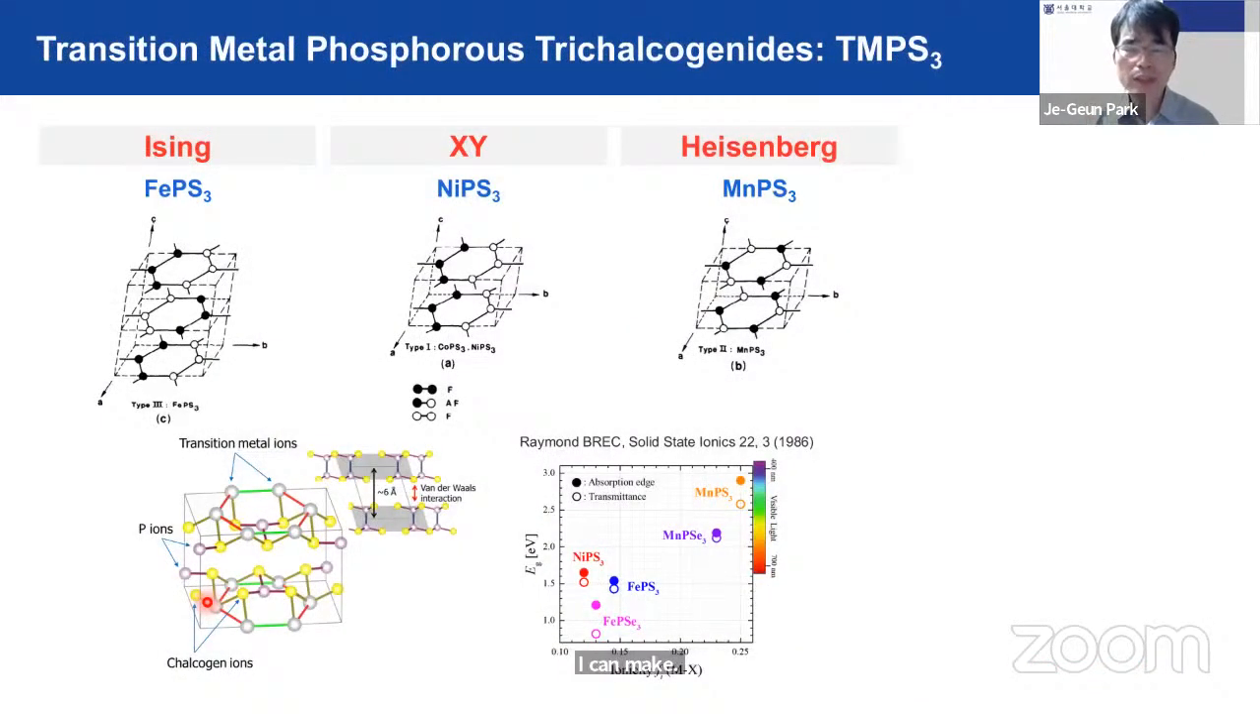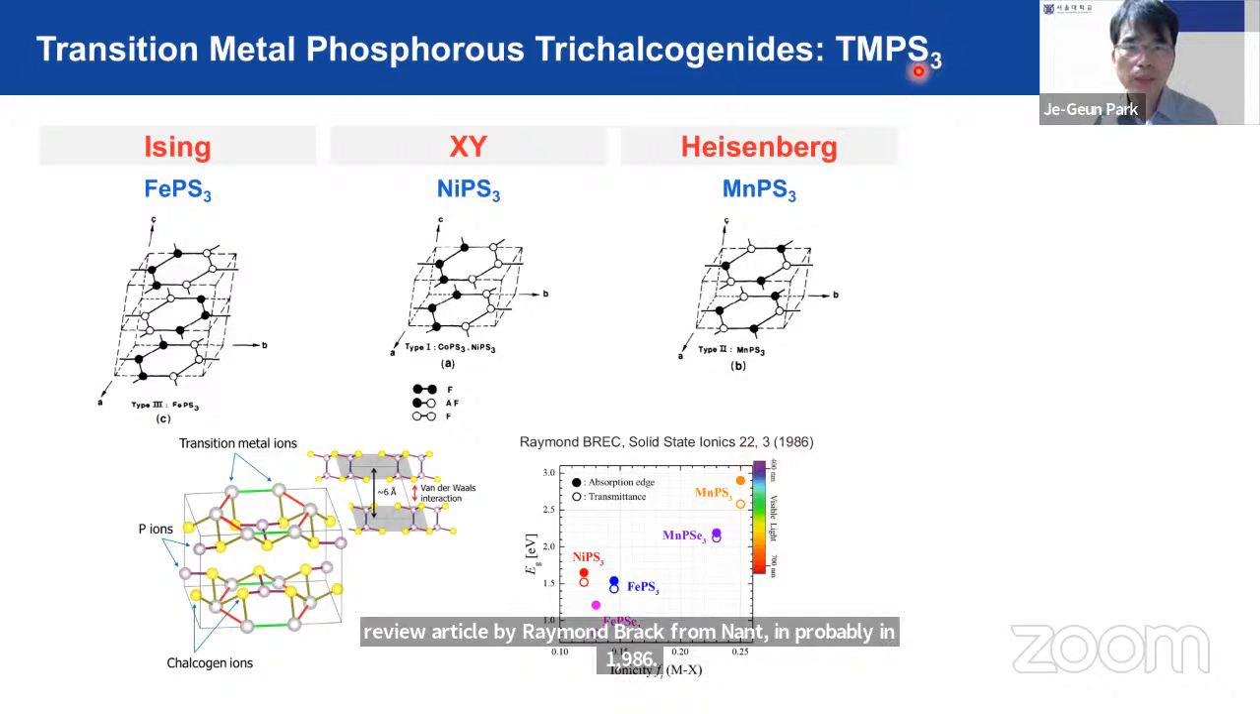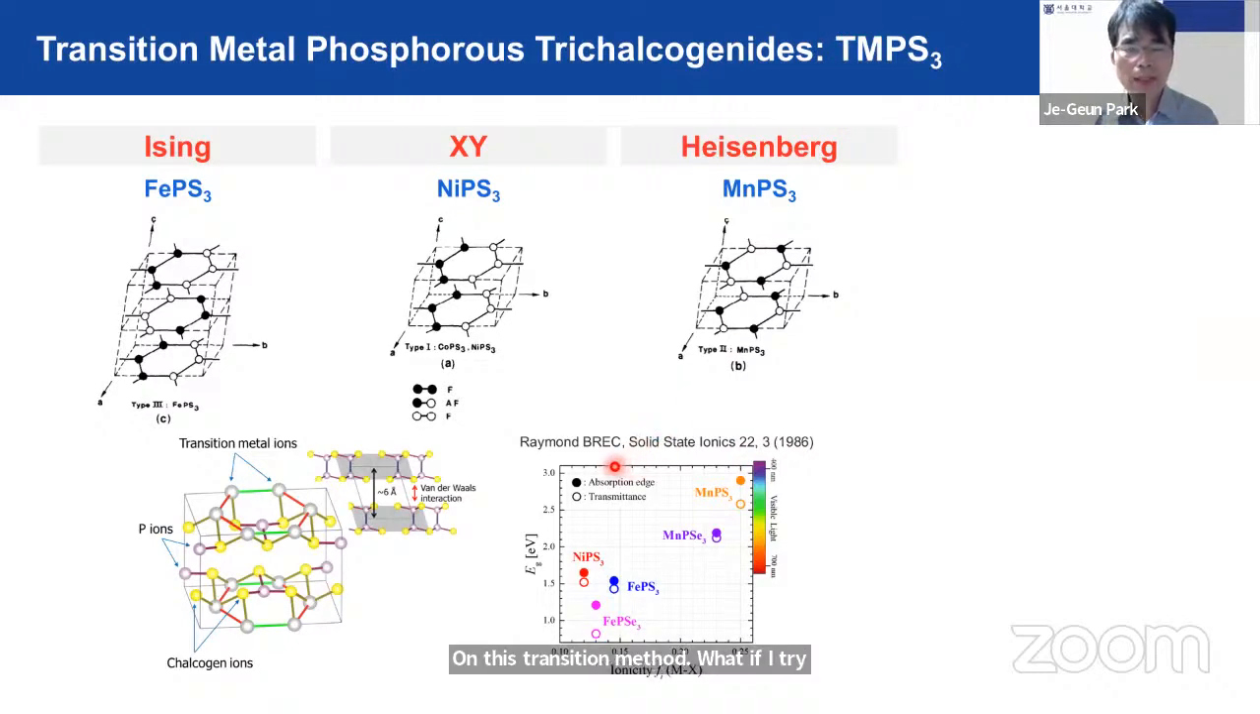And then we tried various systems, and there are many systems, as you may know now, but I was quite intrigued by reading the review article by Raymond Brec from Nantes, probably in 1986, on these transition metal phosphorus trichalcogenides. What Raymond Brec wrote in his review paper was that this particular system has the interesting property that by changing the transition metal element from iron to nickel to manganese, you can basically change the magnetic Hamiltonian from Ising to XY to Heisenberg.